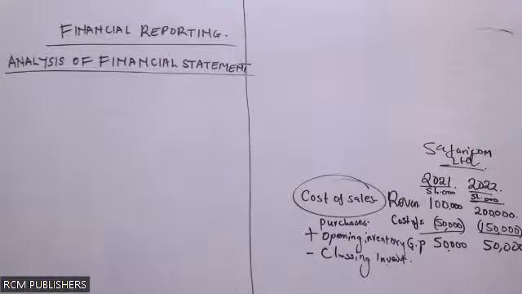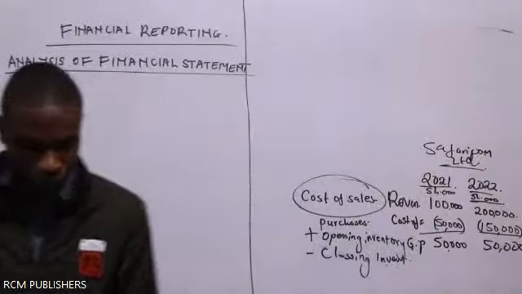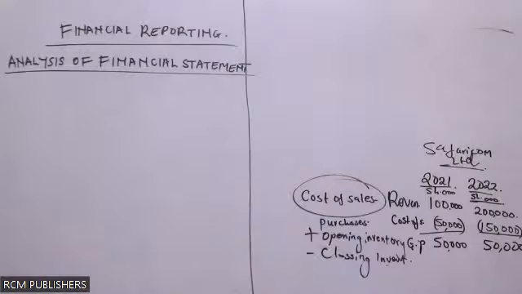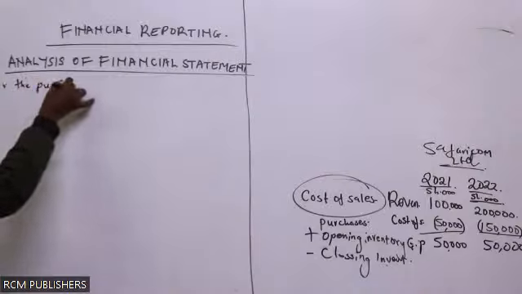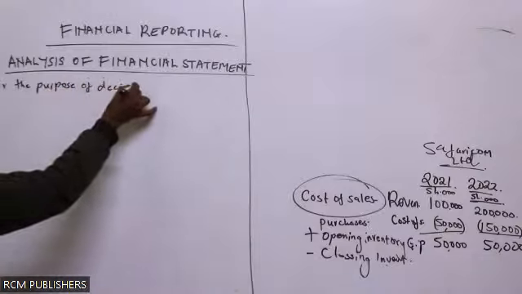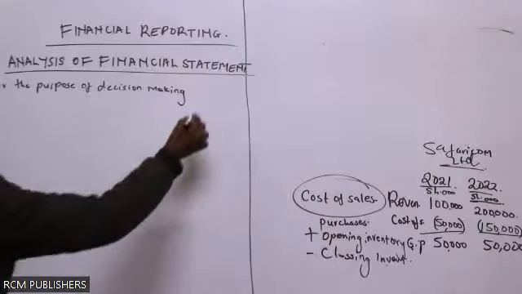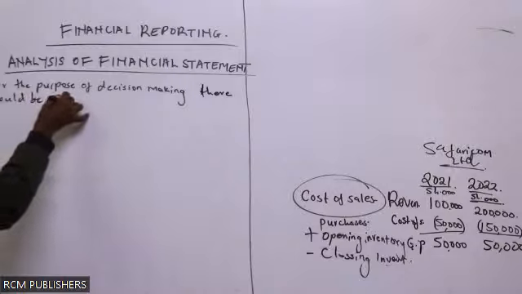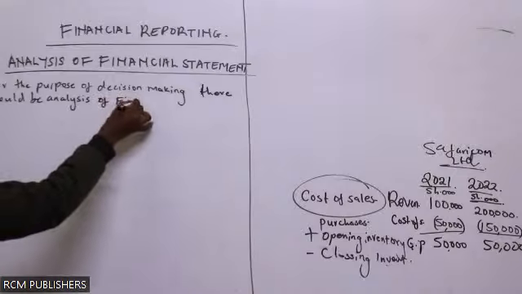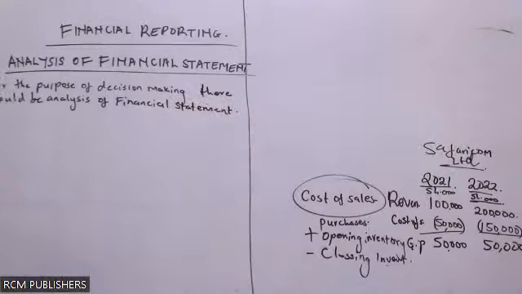So we write something and say, for the purpose of decision making, there should be analysis of financial statements.